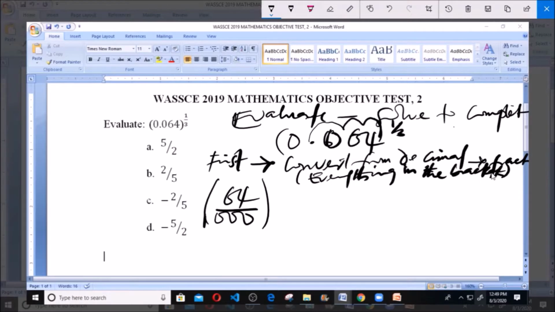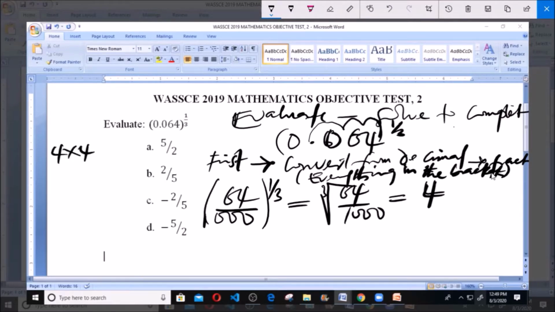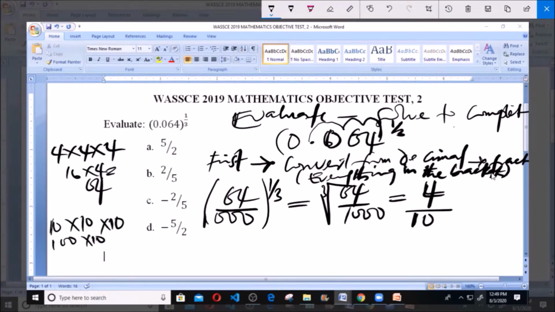Everything raised to the power of 1 over 3. Now this is the same thing as saying cube root of 64 over 1000. Now the cube root of 64 is what? 4. That's 4 times 4 times 4 will give you 64. 4 times 4 is 16, and 16 times 4 is equal to 64. Now divided by the cube root of 1000, which is 10, because 10 times 10 is 100, times 10 is 1000. So we have 4 over 10.